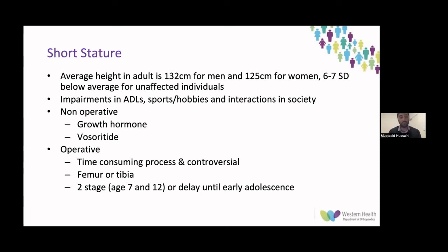Operative treatment is a time-consuming process, and the indications are controversial. It can be performed on the femur or the tibia. It can be done as a two-stage procedure, often at age 7 and age 12, where a total duration for surgery and post-operative therapy may be up to 3 years, or it can be delayed until early adolescence, with the hope of increasing the patient's participation with the rehab process.